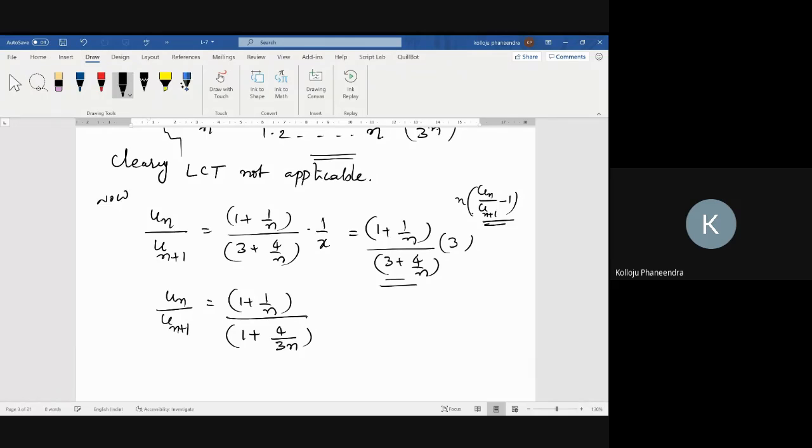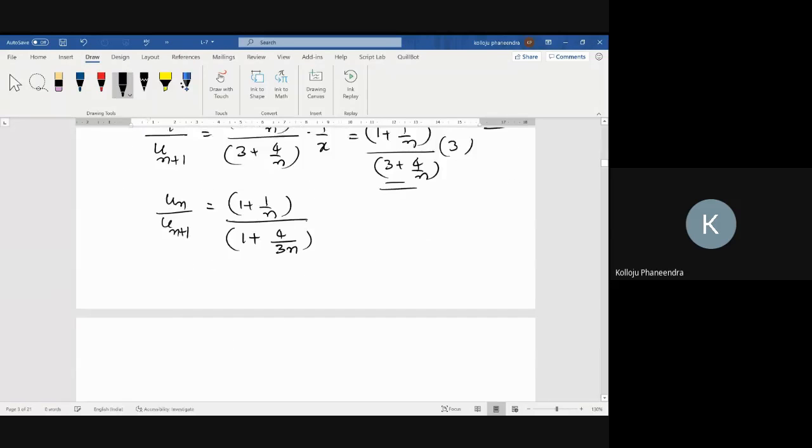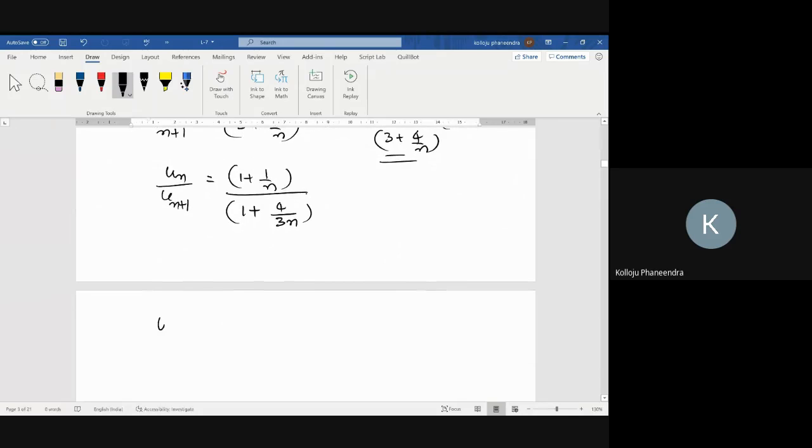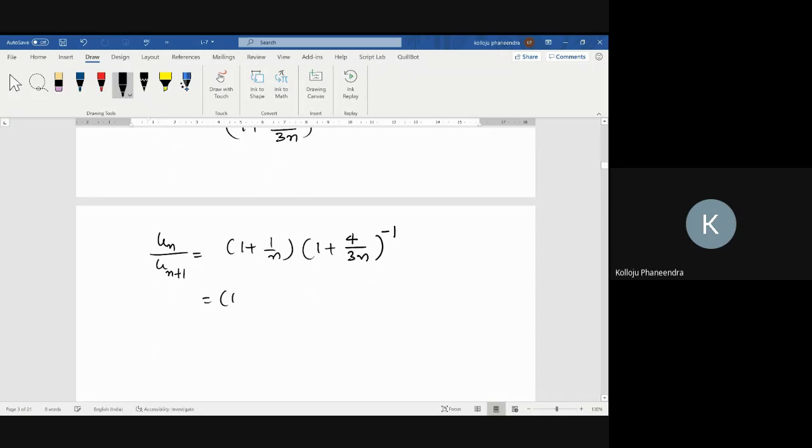Now, what is the next one? Raabe's test, take minus 1. And before going to that minus 1, let me simplify un by un plus 1 again. I can write this as 1 plus 1 by n and 1 plus 4 by 3n whole to the power of minus 1. That is equal to 1 plus 1 by n, and what is the expansion? I will write the expansion.